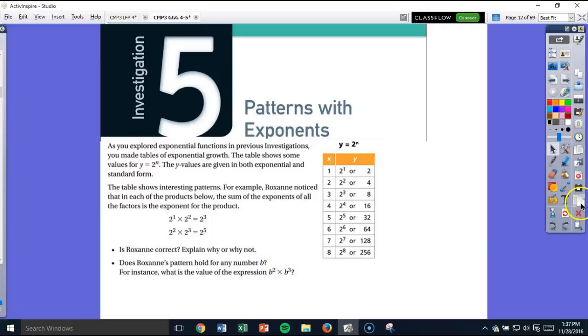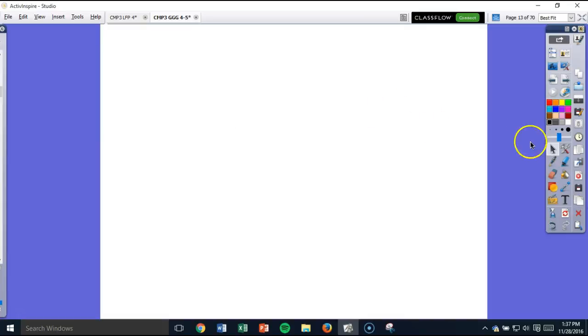Well, let's try it out for, we'll say 3, for a growth factor of 3. So we'll say we have 3 to the second. Again, I'm doing this right-handed as a lefty, so be patient. 3 to the second times 3 to the third, they're saying should be 3 to the fifth. Well, 3 to the second is 3 times 3, or 9, times 3 to the third, which would be 27.